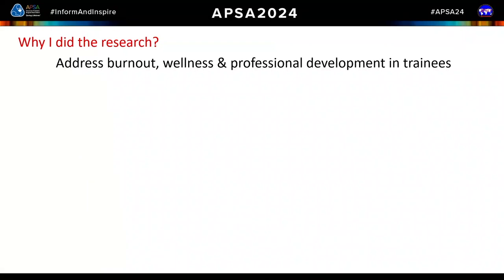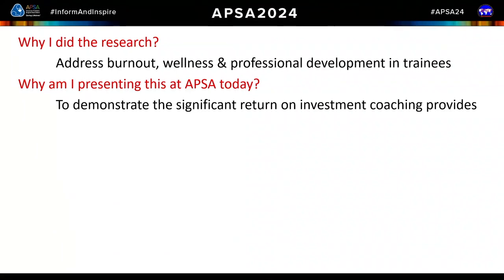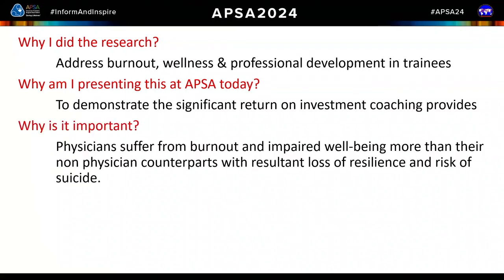So the reason we did this research was to address burnout, wellness, and professional development in trainees. We're presenting this research here today to demonstrate the significant return on investment that coaching provides. We ultimately believe this is important because physicians suffer from burnout and impaired well-being more than their non-physician counterparts, with resultant loss of resilience and risk of suicide.